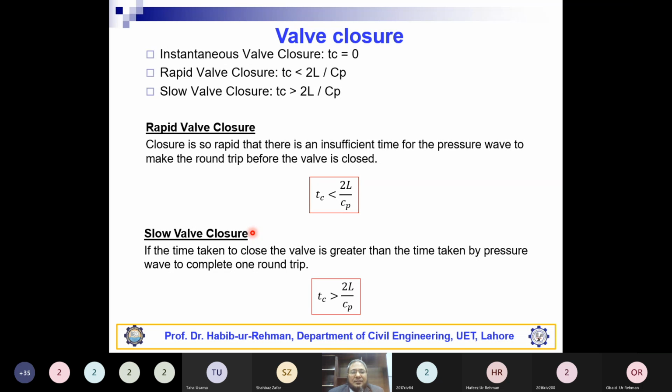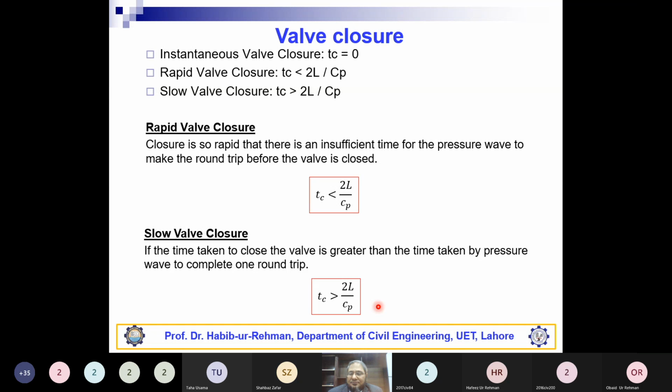How much time are we taking? If the time taken to close the valve is greater than the time taken by the pressure wave to complete one round trip. Round trip means going and coming back. It means if the TC is more than 2L over CP, then this is called slow valve closure. All right?